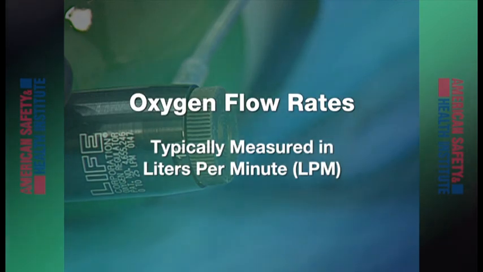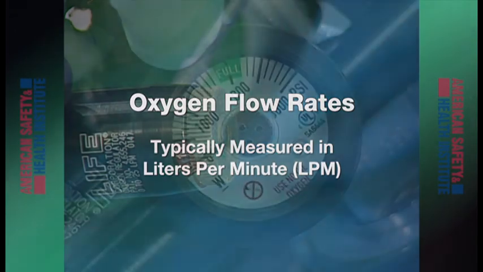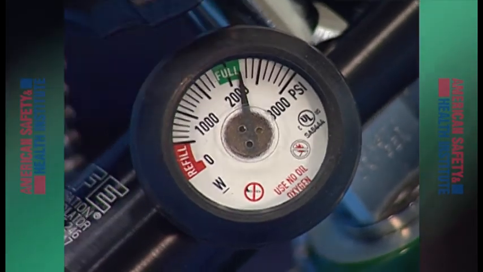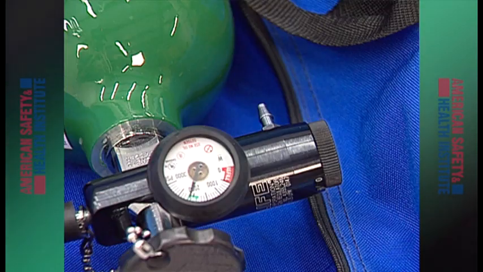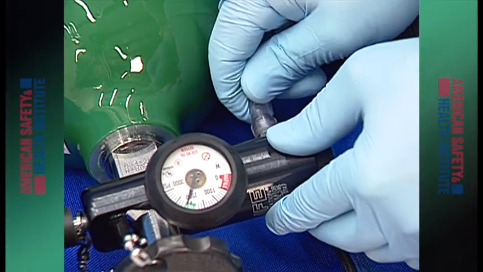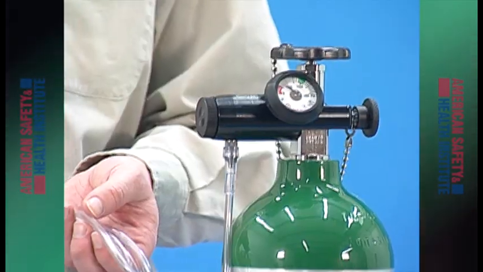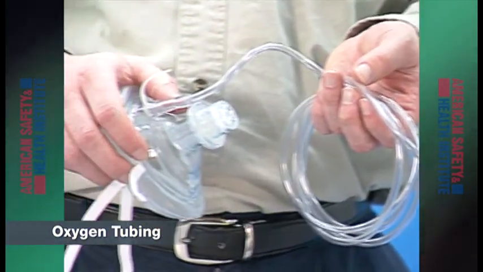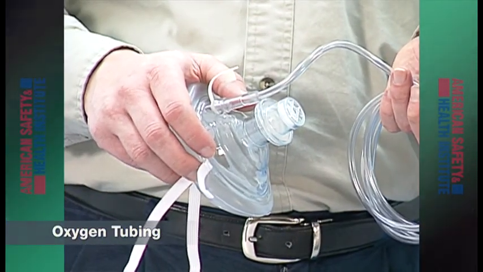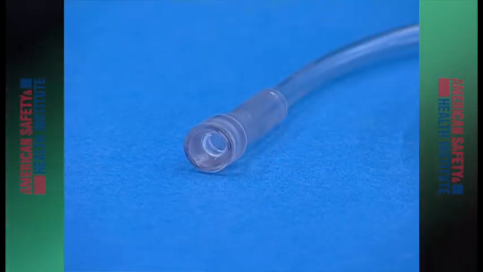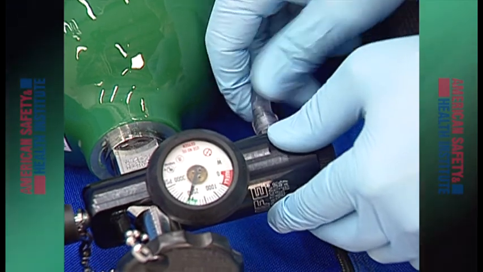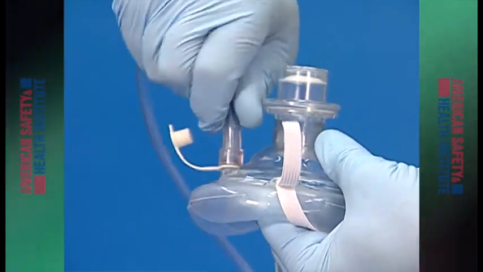Oxygen flow rates are typically measured in liters per minute, often represented as LPM. Most regulators include a pressure gauge to allow providers to monitor cylinder pressure. Oxygen flows from the regulator through outlet ports designed to be used with specialized tubing. Oxygen tubing delivers oxygen from the regulator to an oxygen delivery device. Oxygen tubing has specially designed ends that allow providers to connect it directly to a regulator or delivery device.